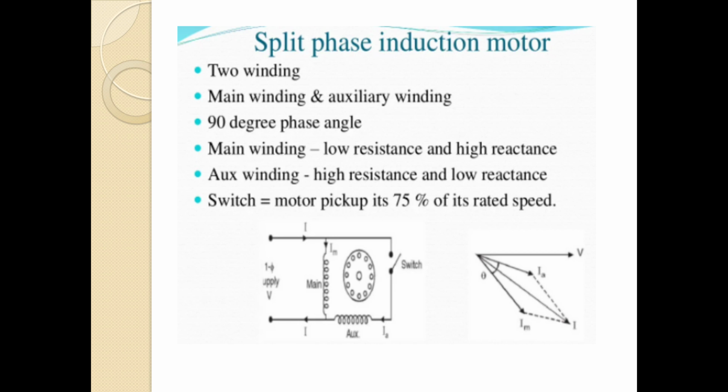When supply is given to the stator winding, a rotating magnetic field is produced. The RMF cuts the rotor conductors, and a rotor magnetic field is produced. Due to the interaction of the stator and rotor fields, torque is developed in the rotor. When the motor speed reaches 75%, the centrifugal switch disconnects the auxiliary winding from the supply. Torque is then due to the main winding.